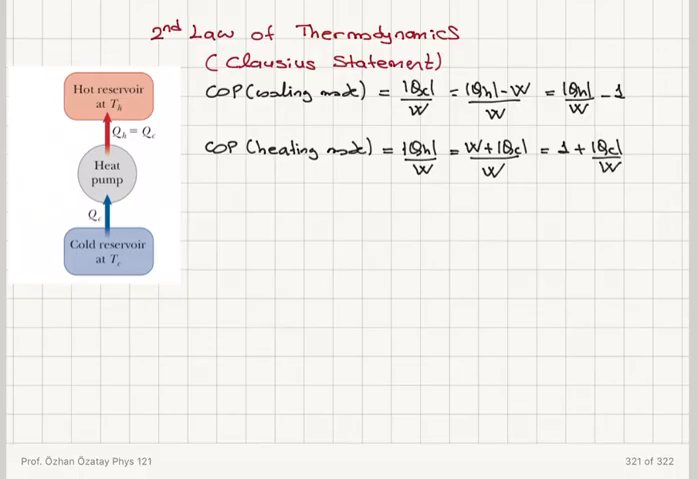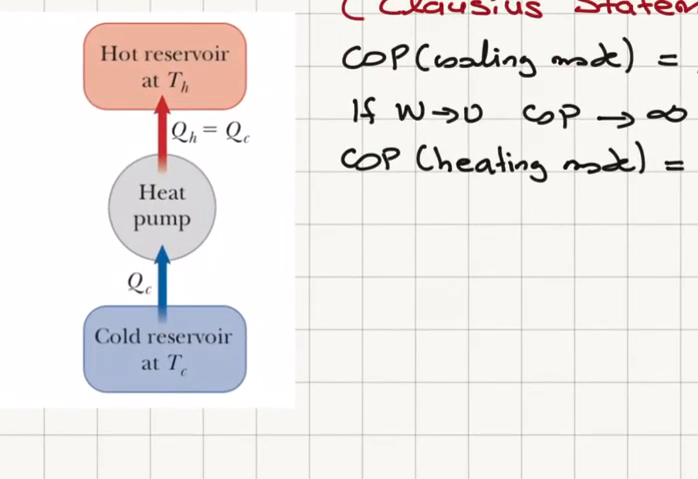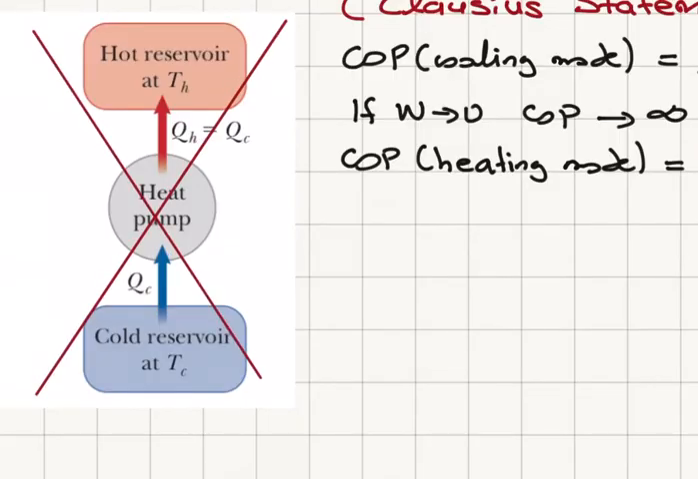Now, in order to have a very good coefficient of performance here, what we would like is for W to be 0. You can see if W goes to 0, the coefficient of performance would go to infinity, right? So you would have an infinitely efficient device. We would like a device that extracts heat from a cold reservoir and provides heat to a hot reservoir without any input of work. So this is now the Clausius statement: such a device cannot be built.